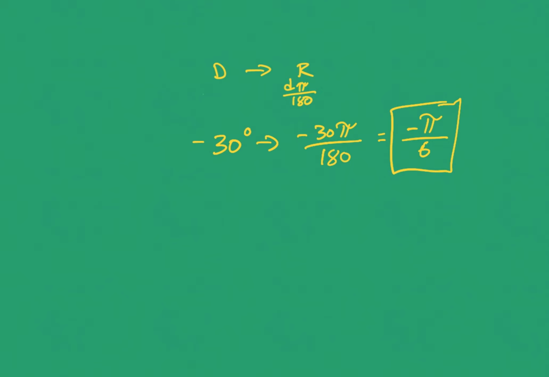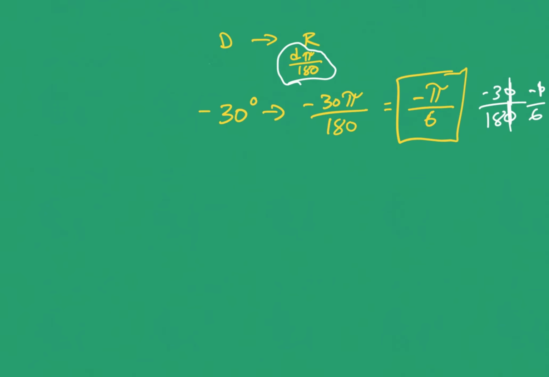So you just divide by 180. All I'm doing is taking my fraction now, negative 30 over 180, and reducing the fraction. So you could cross out the zeros. Do you always use the 180? Yes, it's always over 180. So your conversion is always degrees times pi over 180. Negative pi over 6.